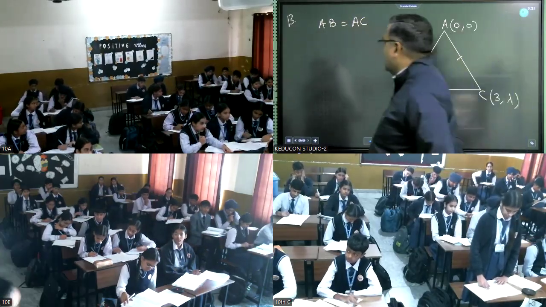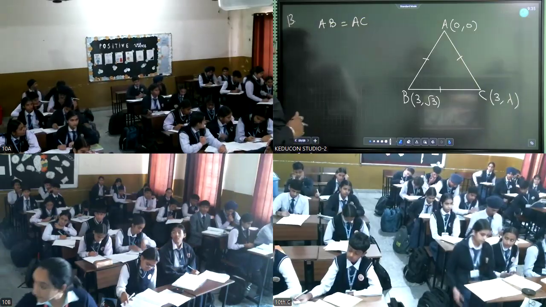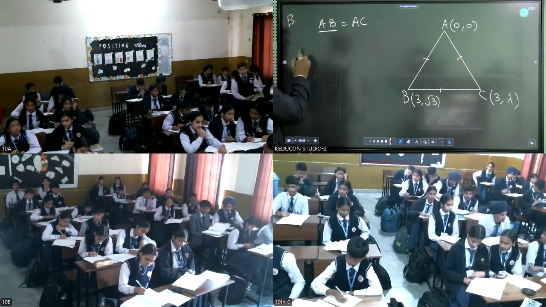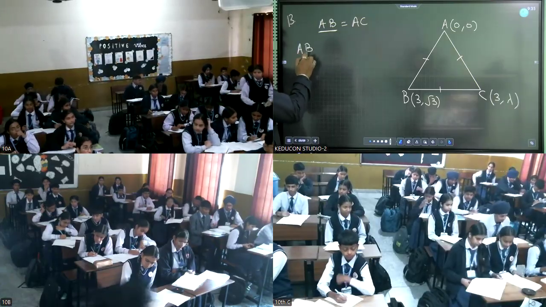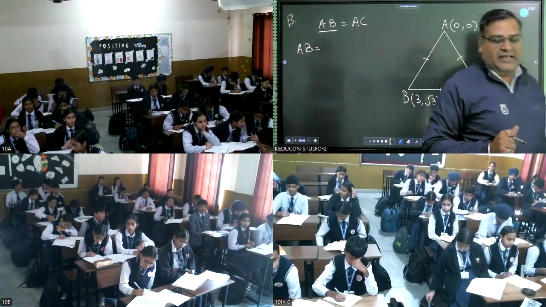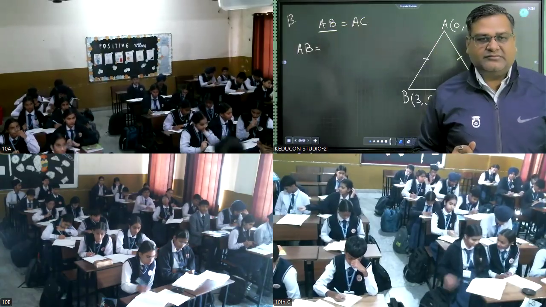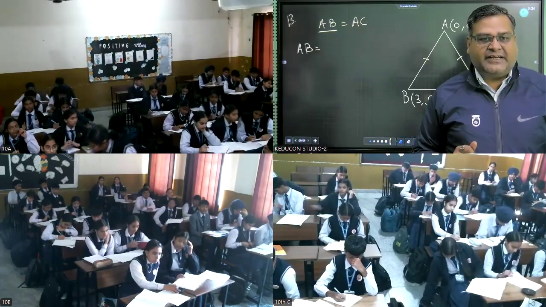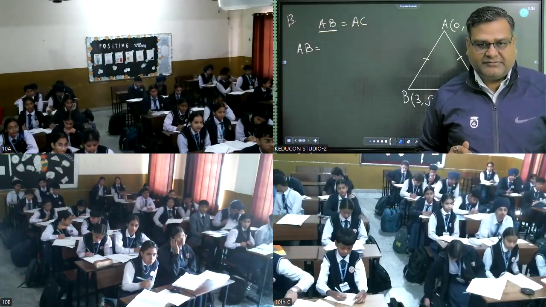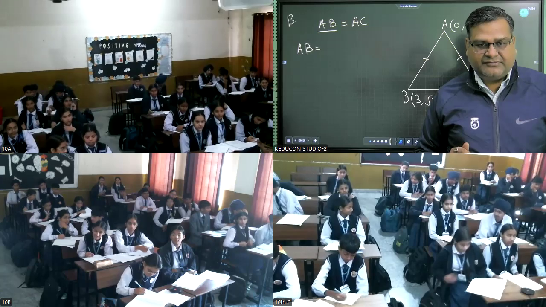Please sit down. See students, those who have not done it, how to do this question. First of all, find AB by the distance formula. What is the distance formula? Who will tell me the distance formula? Under root x2 minus x1 whole square plus y2 minus y1 whole square.